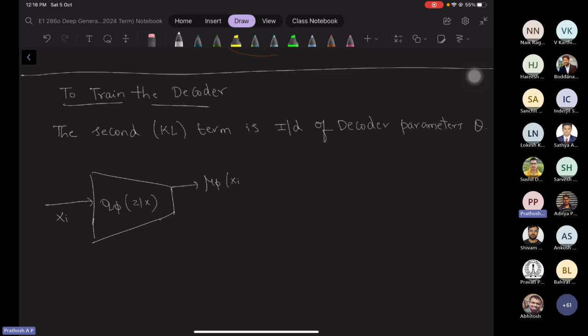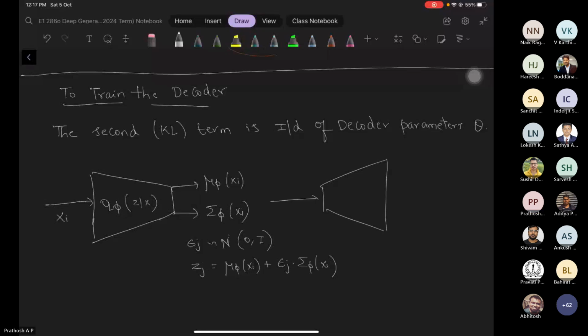We just finish this and then close the class. This is sigma phi of xi, okay? Then you have epsilon j coming from normal 0, 1. Then you compute zj to be this, right, and then you pass it through the decoder. What you get is xj cap, right? Now how do we train this?